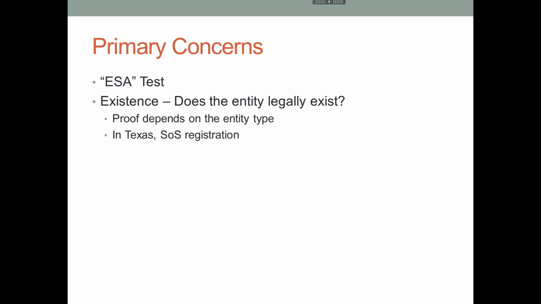ESA stands for 3 things. Number 1, existence. You want to make sure that the entity legally exists. So the proof of this depends on what type of entity it is, but in Texas, that generally means that they're registered with the Secretary of State.